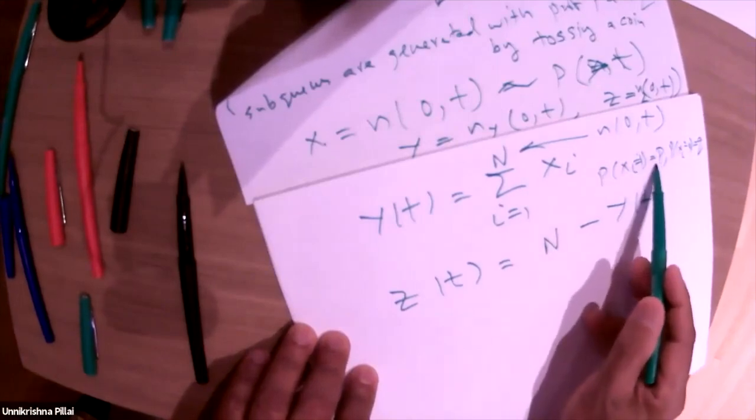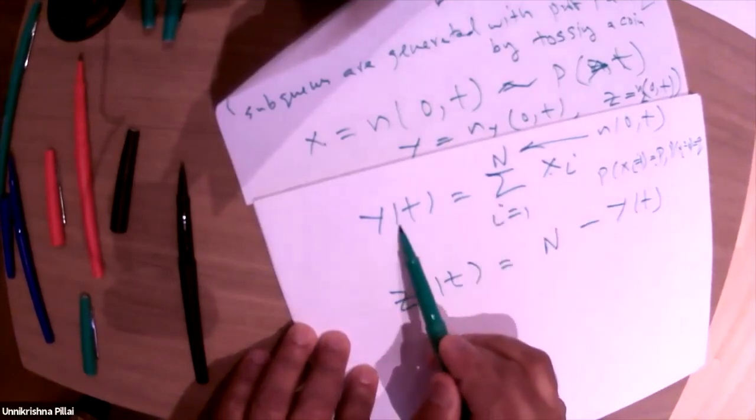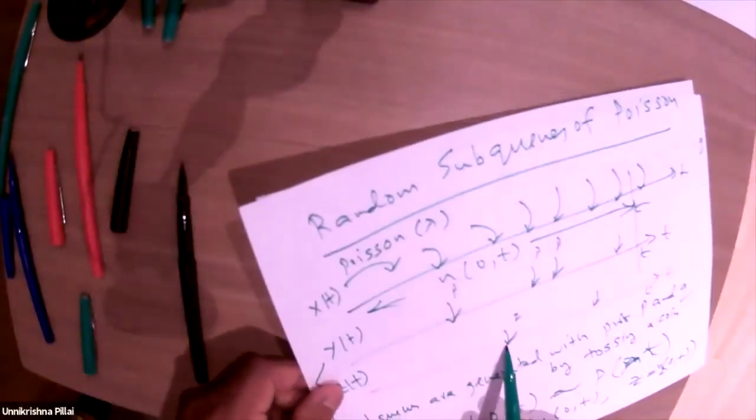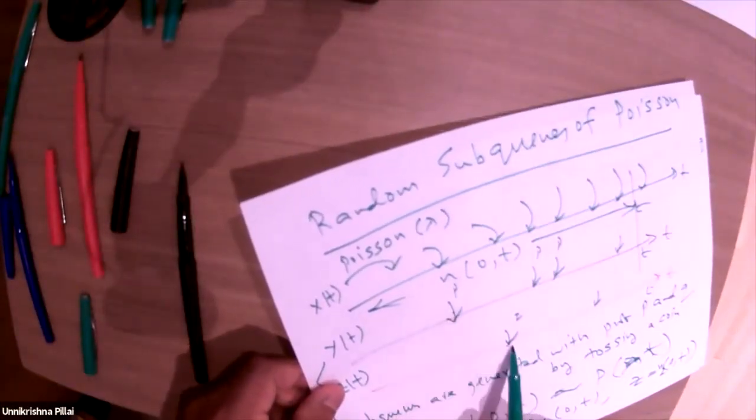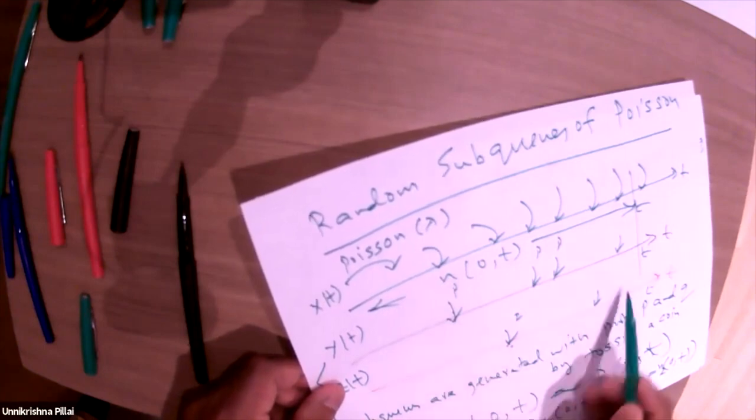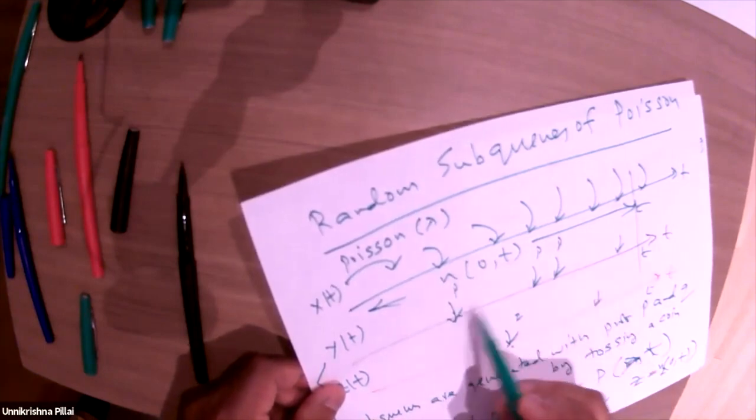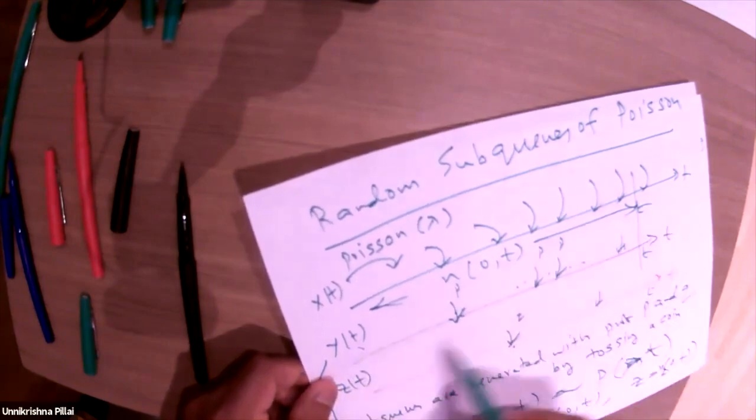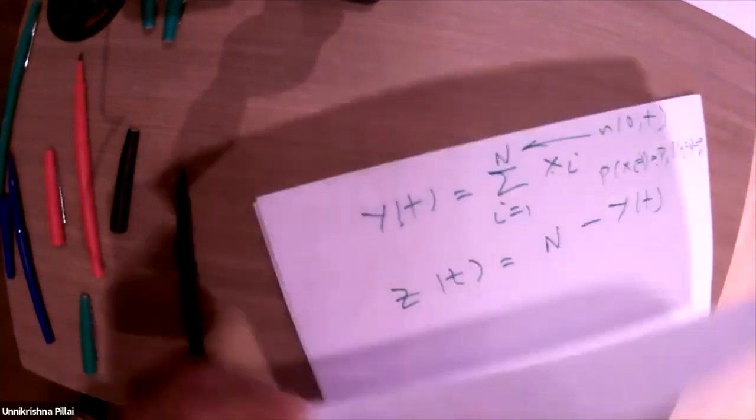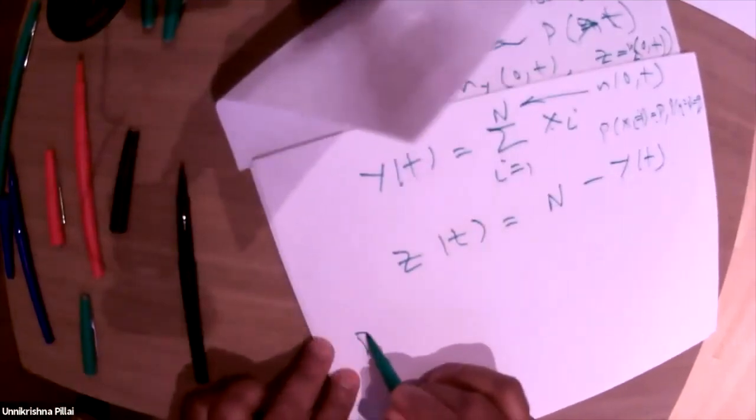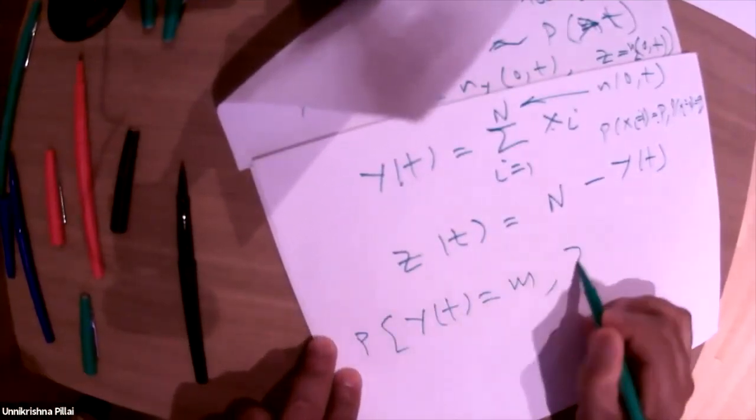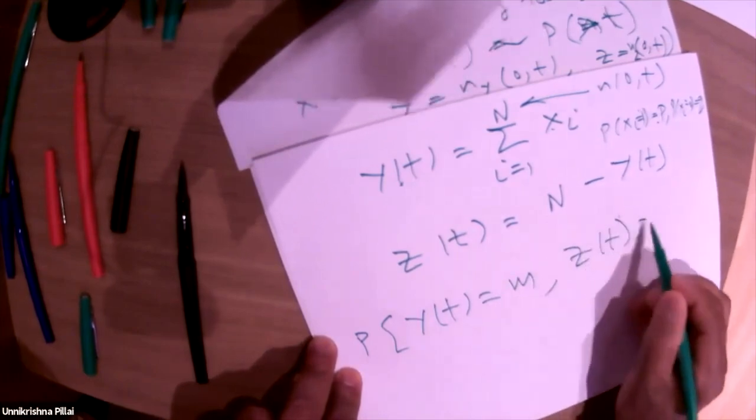When you toss a coin, if you get 1, it counts towards Y. If it is 1, or p, you put it here. If it is 0, you put it in the other one. And then you add how many ones are here. That will give you Y. N minus Y will give you Z. So what we want is the probability of Y(t) equal to m and Z(t) equal to n.